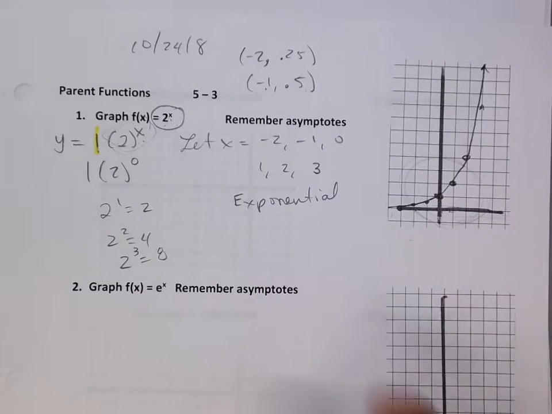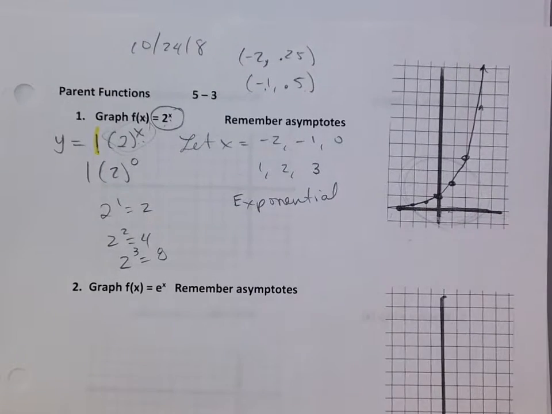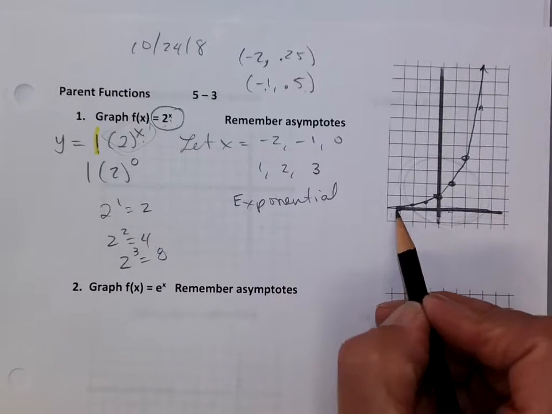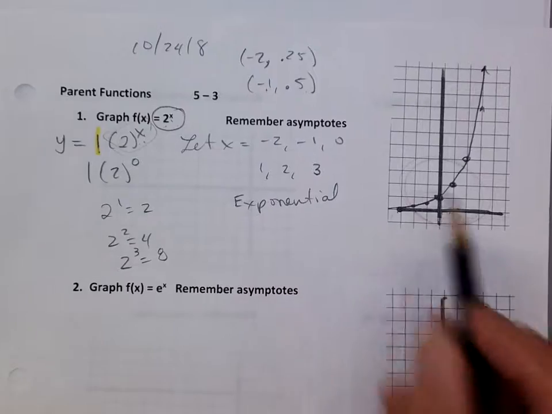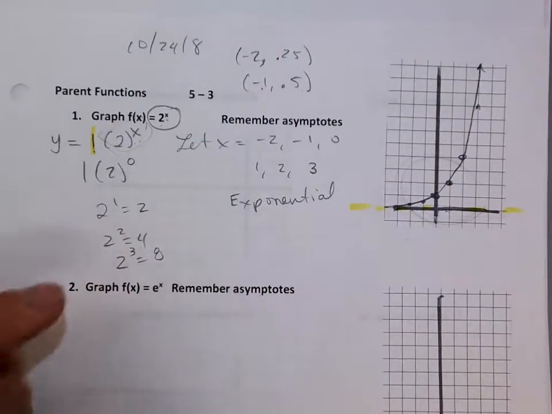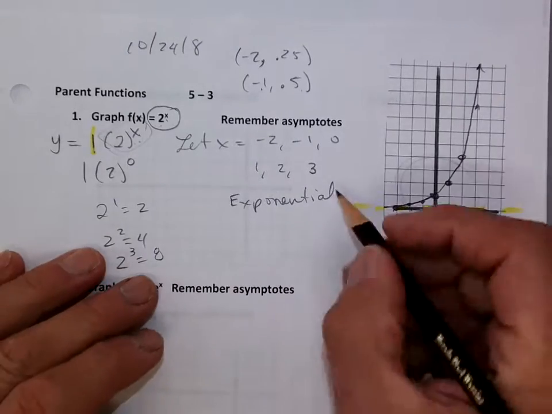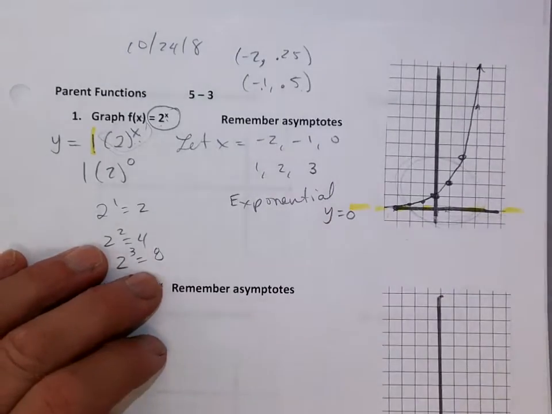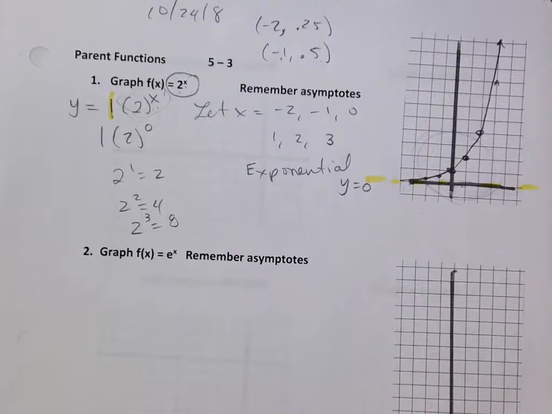So then I said, remember the asymptote. Here's what we talked about also. This graph is never going to reach 0. So there is what we call a horizontal asymptote right there. We have a horizontal asymptote at y equals 0. Now, e to the x is the same way.